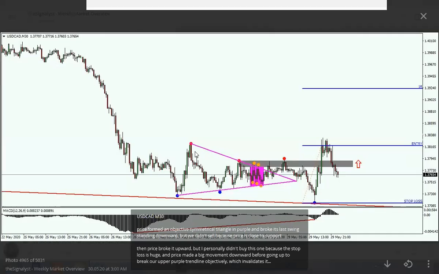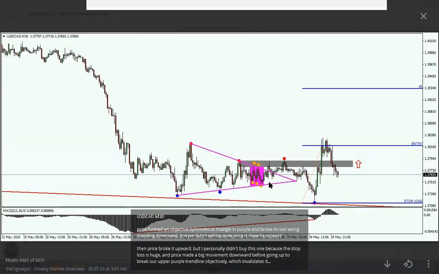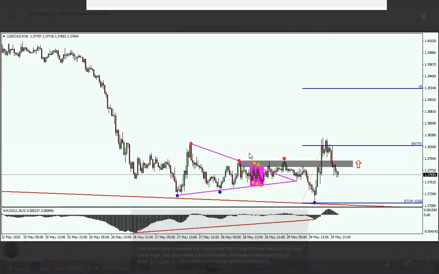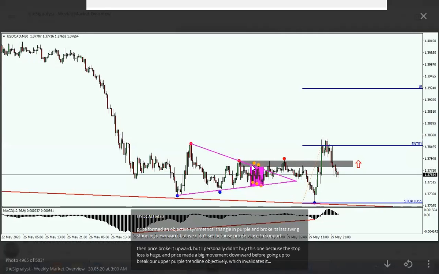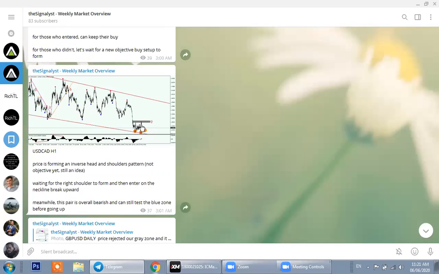On M30, as mentioned last week, I didn't personally buy this one, as price broke it downwards and so our buy was already not active anymore, especially as the distance between the upper dots and the upper purple trend line is not symmetrical. And we were waiting on H1 for the right shoulder to form. It was still an idea, as I always say. We were waiting for the right shoulder to form and then enter on the neckline break upwards.